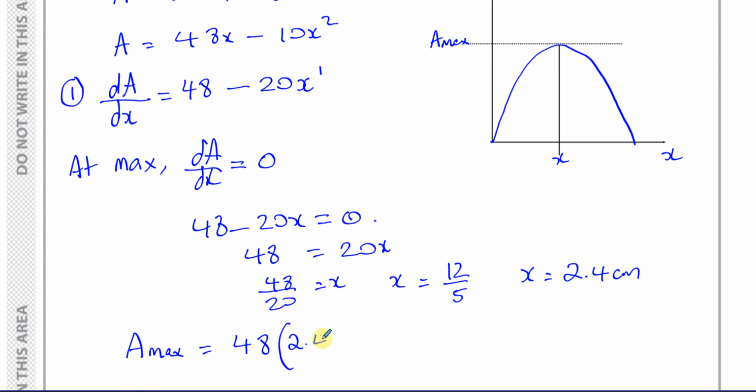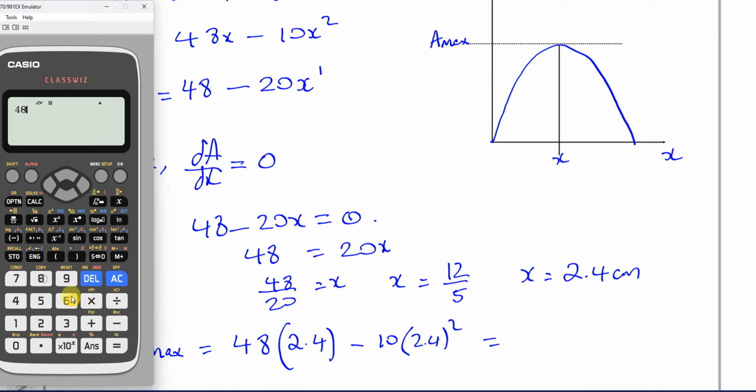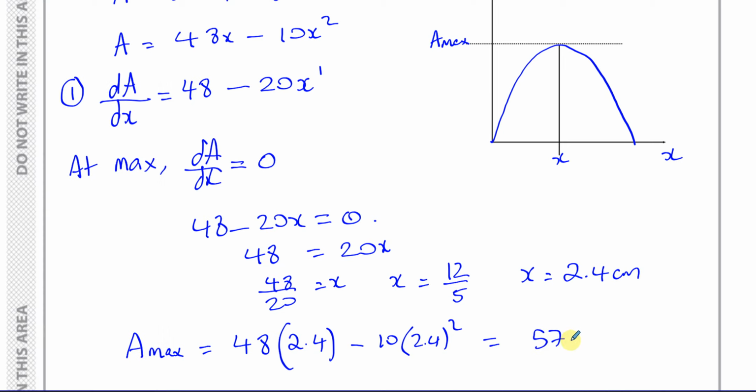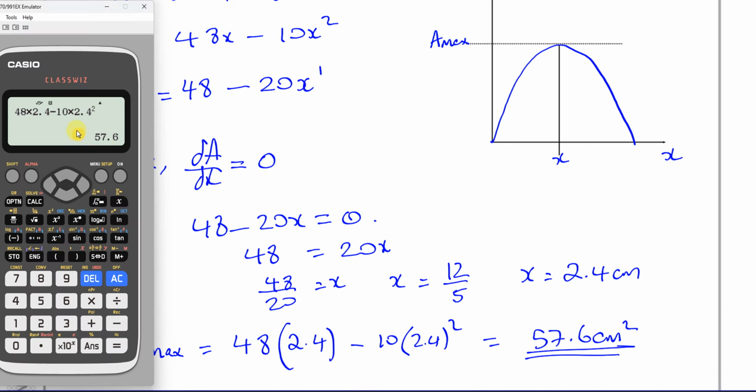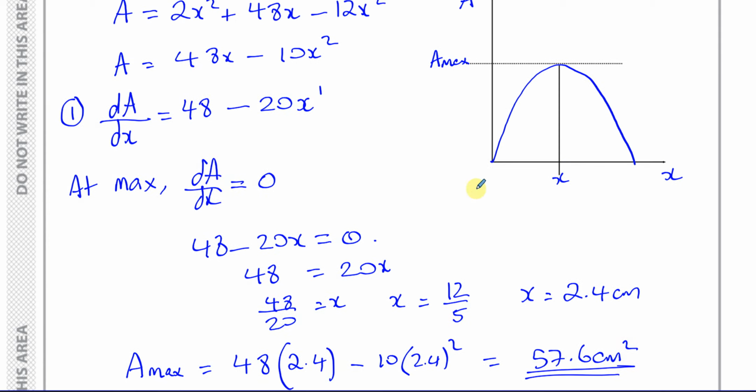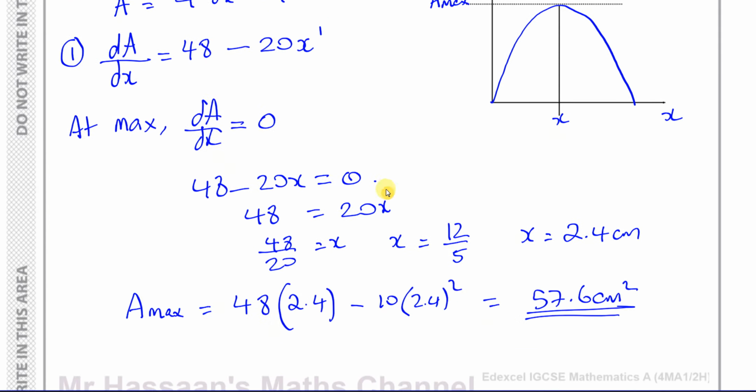Okay, I can do this. 2.4 minus 10 times 2.4 squared, and we can just use the calculator for that, no problem. So 48 times 2.4 minus 10 times 2.4 squared gives us 288 over 5, or 57.6. That's centimeters squared. That's the maximum area. 57.6, or if we want it as a fraction, 288 over 5. Now that's one way of finding the maximum area.